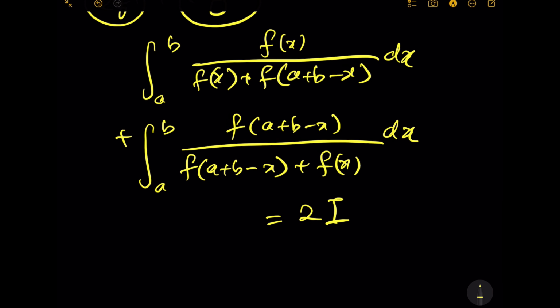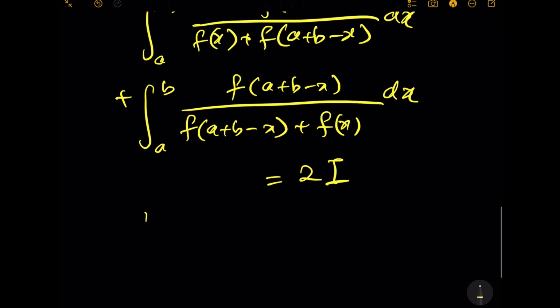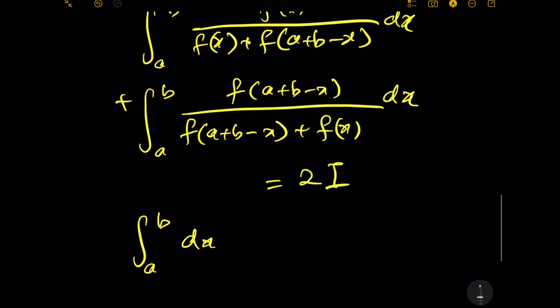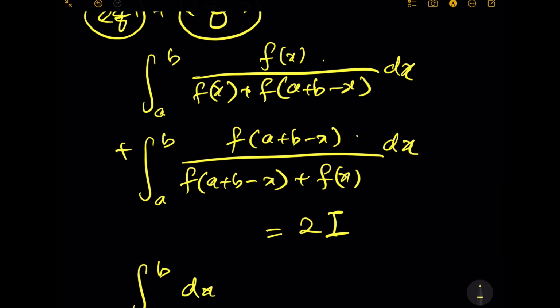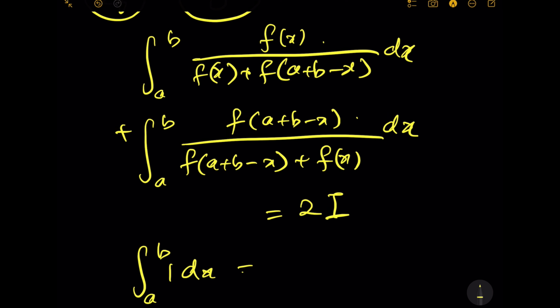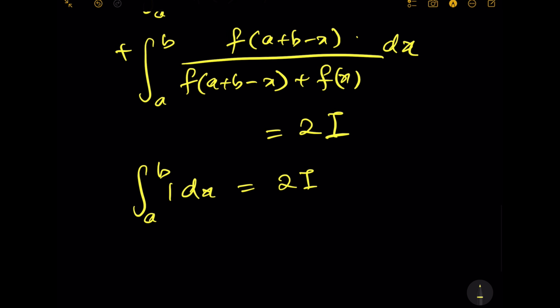Very good. But if you look at the two equations summed together, you are actually having the integration from a to b of dx. Why? Because when these two are summed together, the top and bottom are exactly the same. So it just becomes 1, which equals 2I. So what is the integral of 1 dx, which is x, from a to b, equals 2I.